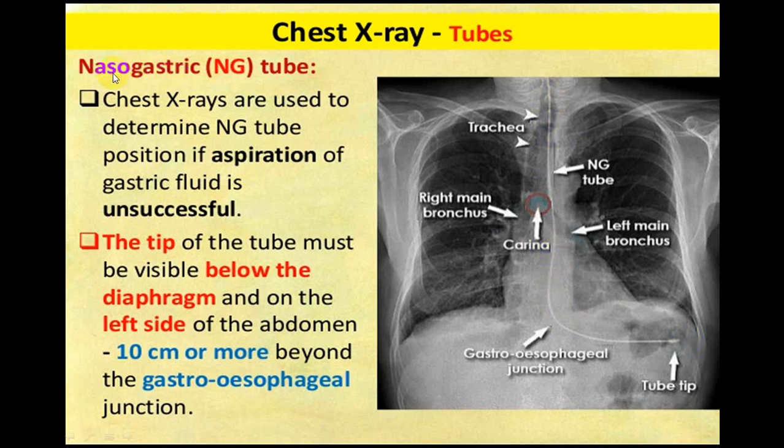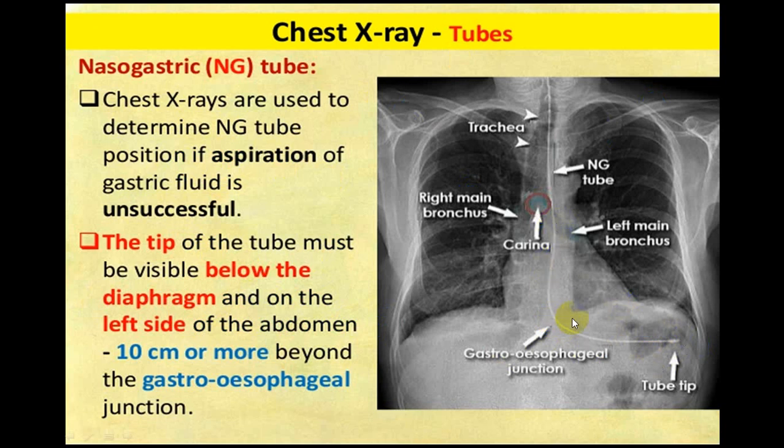Now this is a nasogastric tube. Clear? Now this is a nasogastric tube. So whenever the nasogastric tube is put for aspiration of gastric fluid, now if this is not put properly, then you cannot aspirate very nicely. So the position of this should be proper. So the tip of the tube should be below the diaphragm, and it should be on the left side of the abdomen. It should be here. Clear? So this is the gastroesophageal junction, and it should be below the diaphragm.